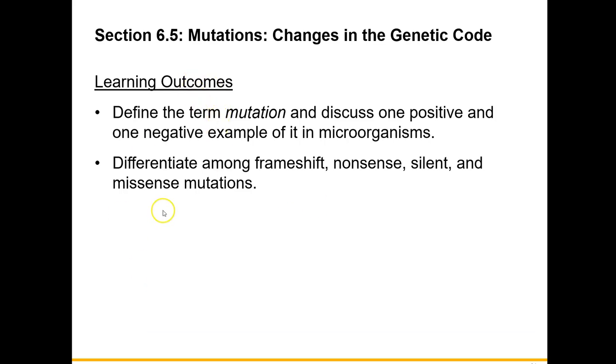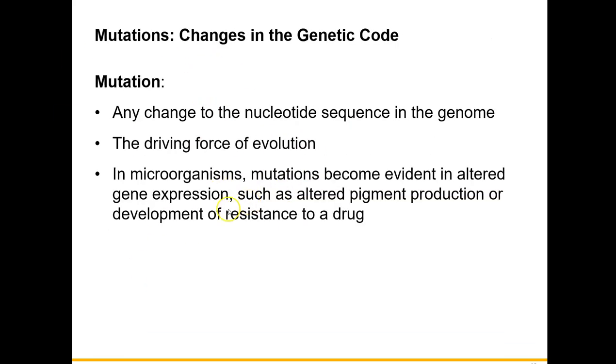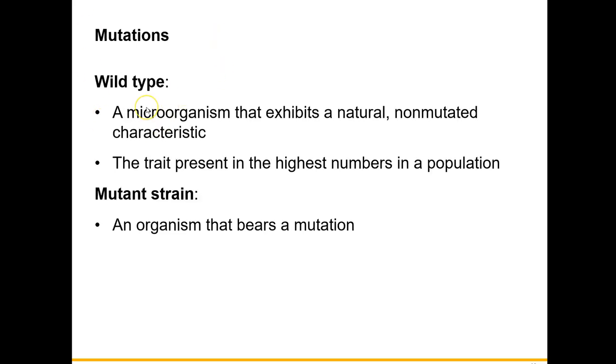And then the last part is mutation. In this last part, we're going to talk about changes in the genetic code. Mutation is any change to the nucleotide sequence in the genome. It's the driving force for evolution. In microorganisms, it becomes evident in altered gene expression, such as altered pigment production or development of resistance to a drug. For mutations, there's a wild type, which is the normal, natural, non-mutated strain.